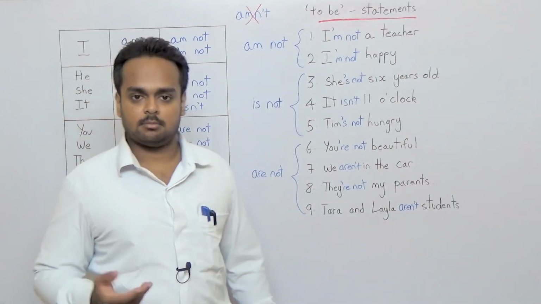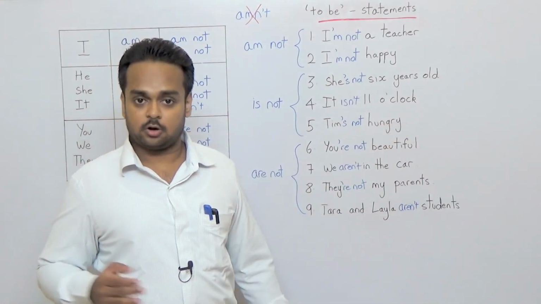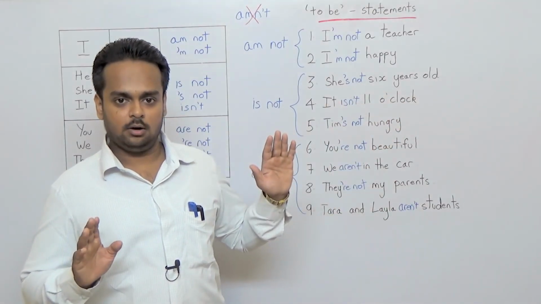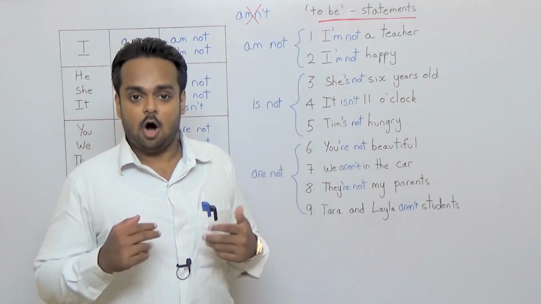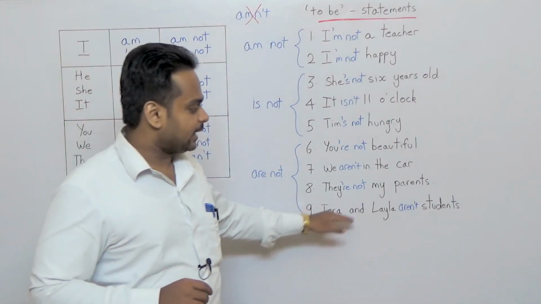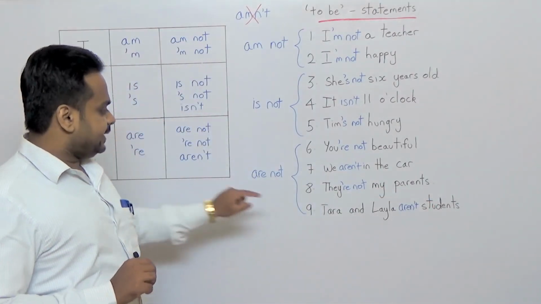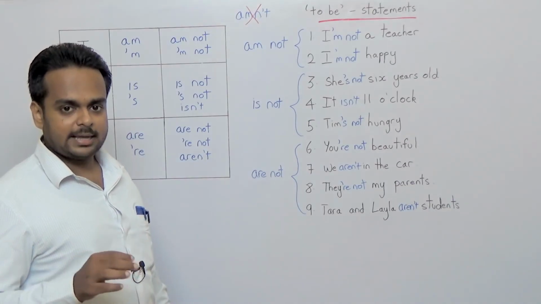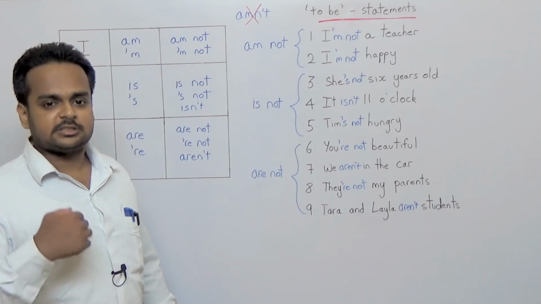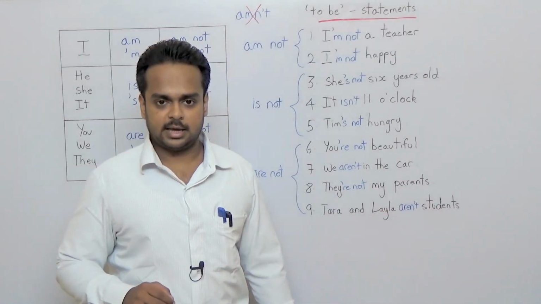Number 8, they're not my parents. So my friend asks me, "Hey, who are those people standing over there? Are they your parents?" I look and say, "They're not my parents. I don't know who they are." Okay. You can also say, "They aren't my parents." Now in this last example, Tara and Layla aren't students. You can only use aren't in this example. Because Tara and Layla are a plural, we cannot use apostrophe are and not. At least it's not very common to use that. It's much more common to use aren't in this case.